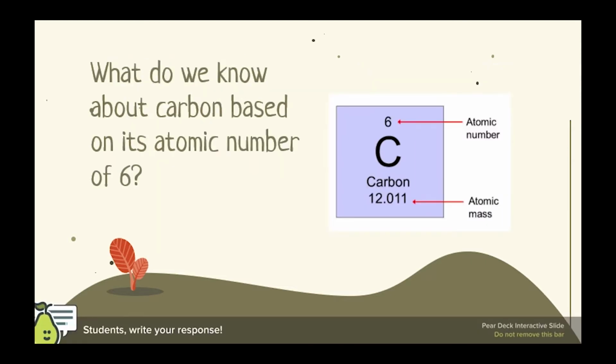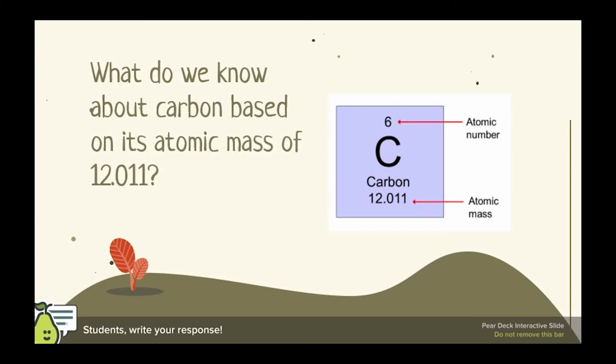So during class, I asked students, what do we already know about carbon based on it having an atomic number of 6? Many students remember that this refers to the number of protons, which is correct. So carbon would have 6 protons. In the situation of a neutral atom, one that does not have a charge, this atomic number also corresponds to the number of electrons. So if we've got 6 protons and it's a neutral atom, no charge, then we'd also have 6 electrons.